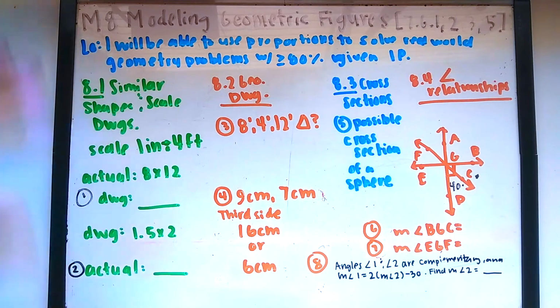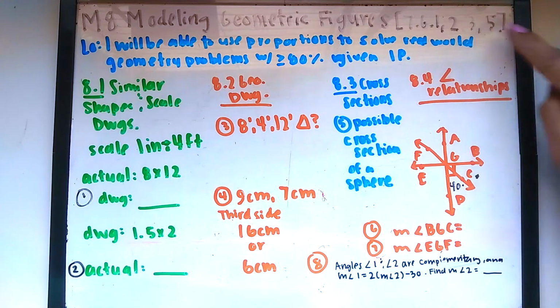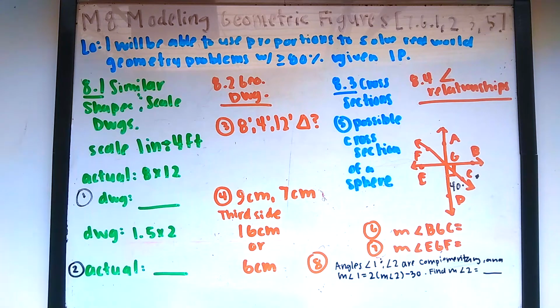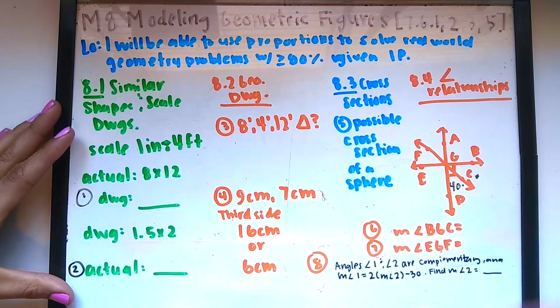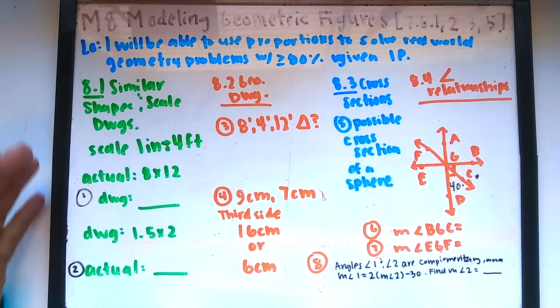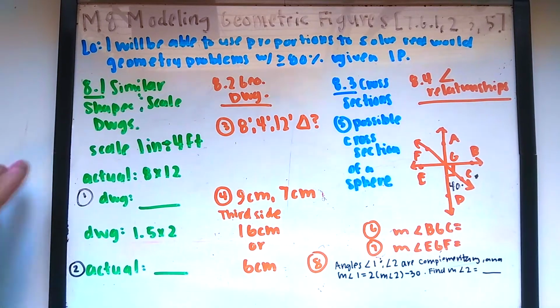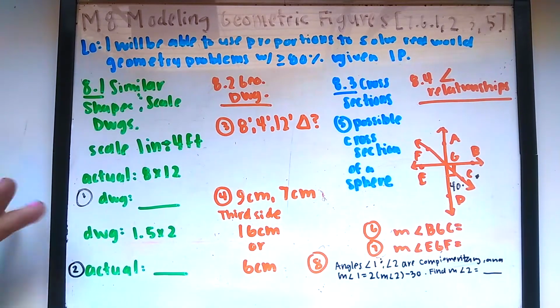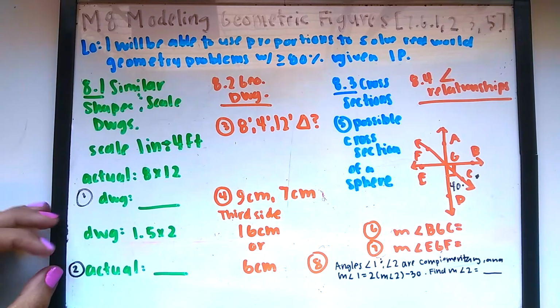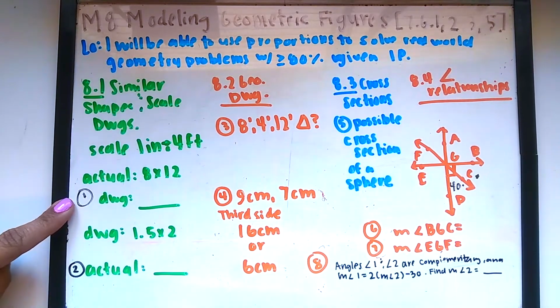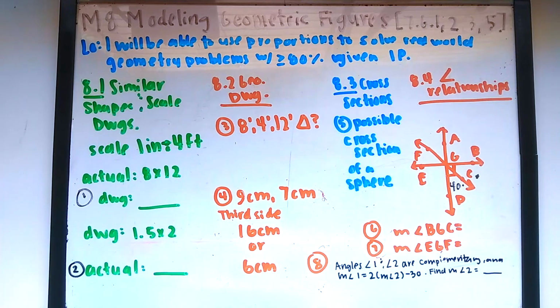Alright, 7th grade, this is a review for Module 8, modeling geometric shapes or figures, and those are our standards. Again, 80% accuracy doing this. Again, I'm gonna do some for you and then I'll give you some to do. The first one is we're gonna use proportions to be able to figure out the actual size of something, or the drawing size of an actual object drawn to a scale.